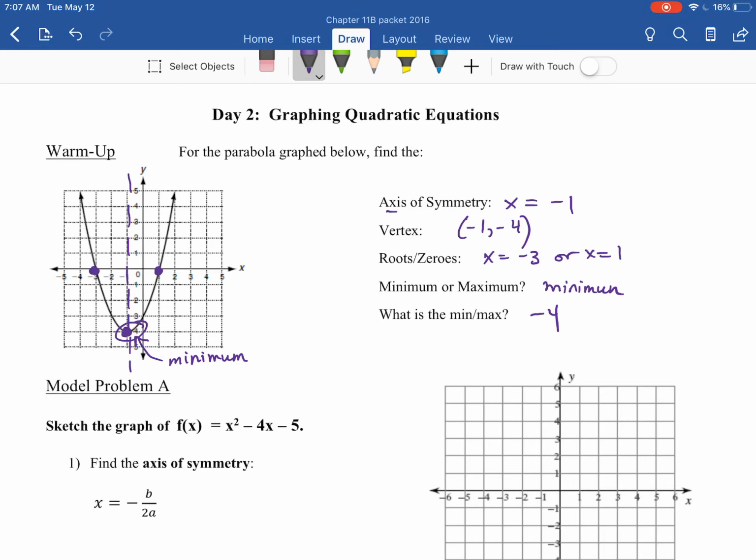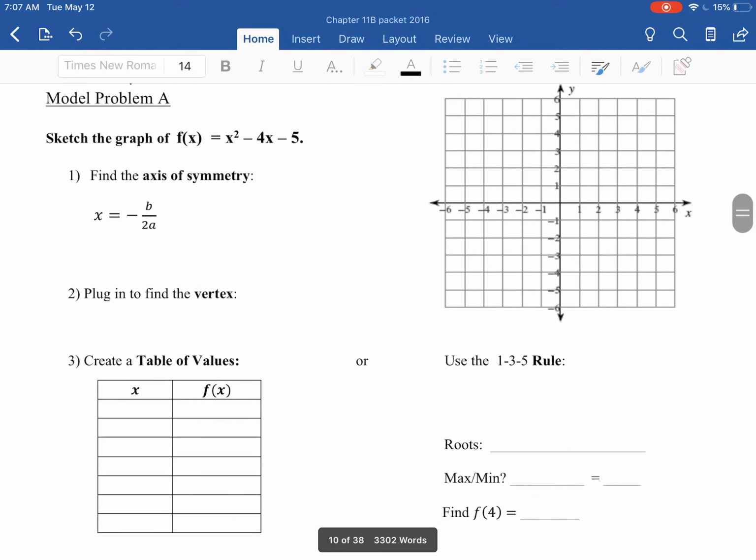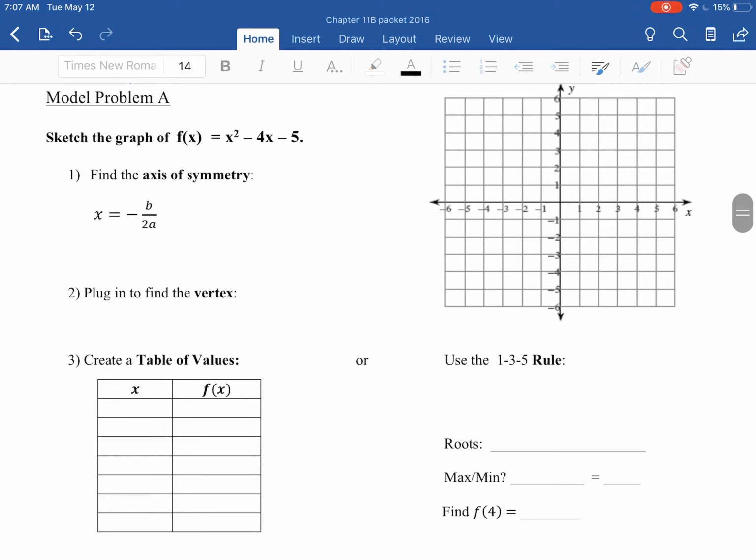Okay, so I'm going to use the Graphing Calculator app on my iPad for today, but it's very similar to the TI-83 actual calculator. It's just that I noticed the buttons are in a couple of different places. Okay, so let's move up here. So for model problem A, we're going to graph x squared minus 4x minus 5.